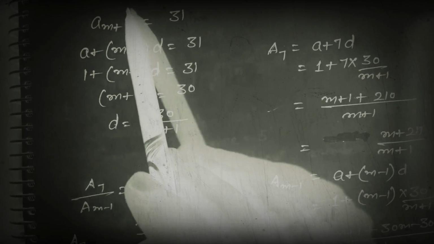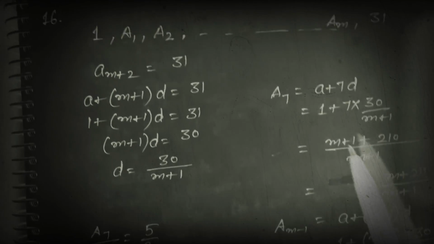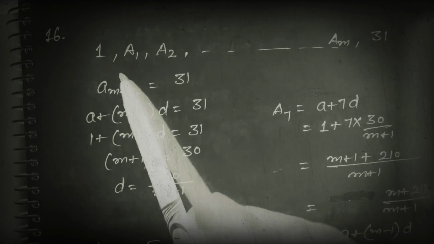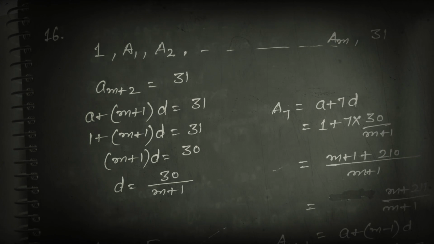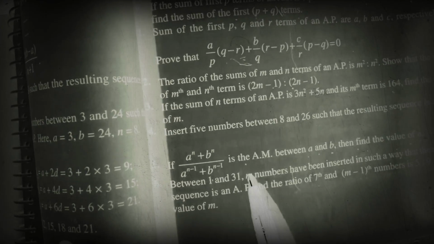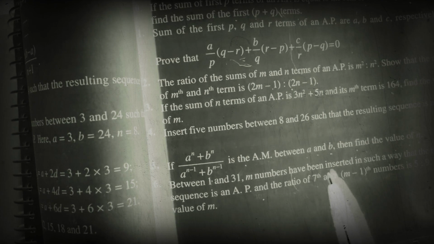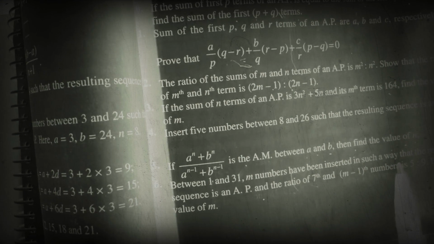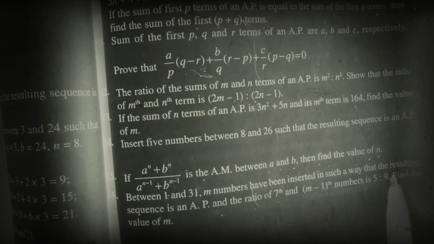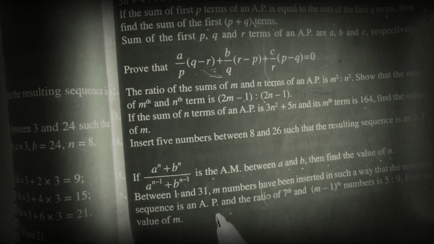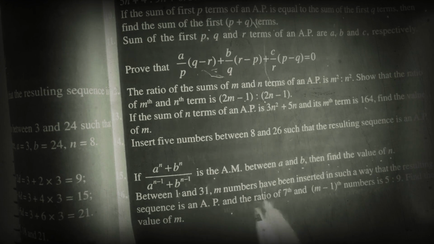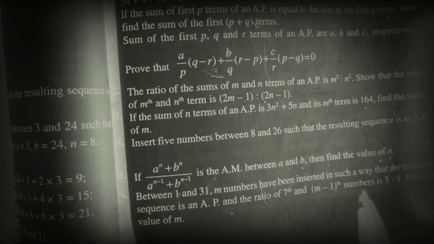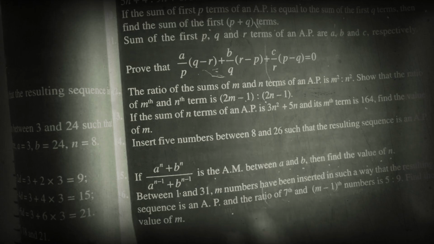16th question. There are m arithmetic means between 1 and 31. 1 और 31 के बीच में कितने arithmetic mean है, m. And what is given in this question? Read this question carefully. Between 1 and 31, m numbers have been inserted in such a way that the resulting sequence is an AP. आपको 1 और 31 के बीच में m arithmetic mean लेने हैं and the ratio of 7th and m minus 1th number is 5:9. Find the value of m.